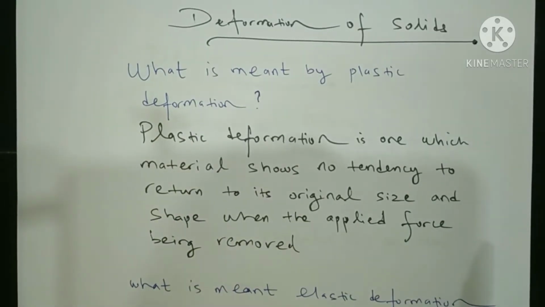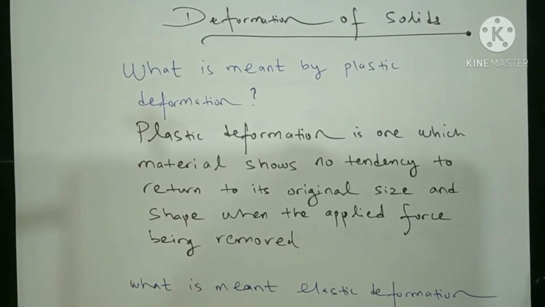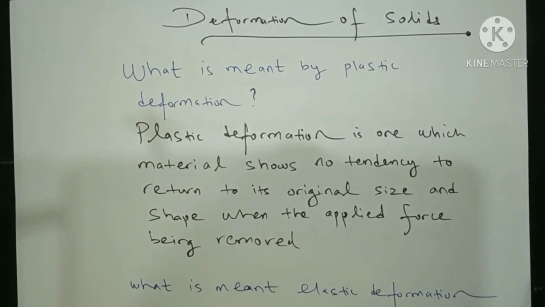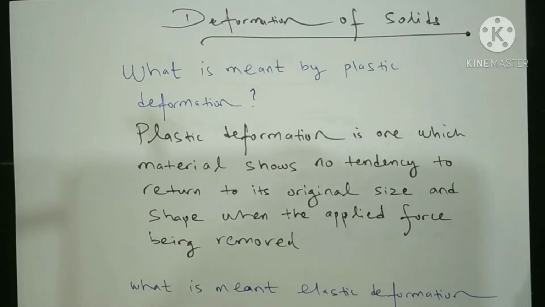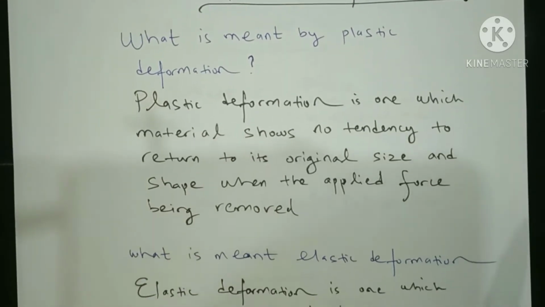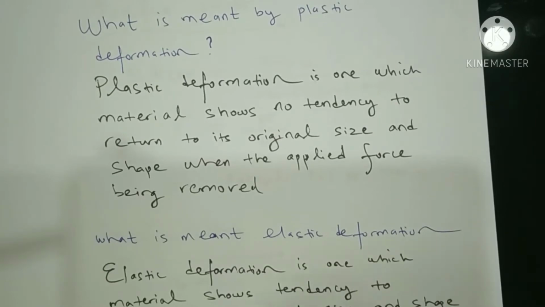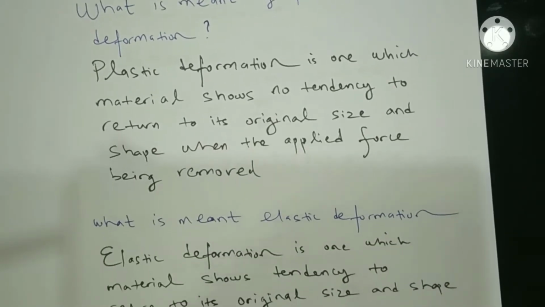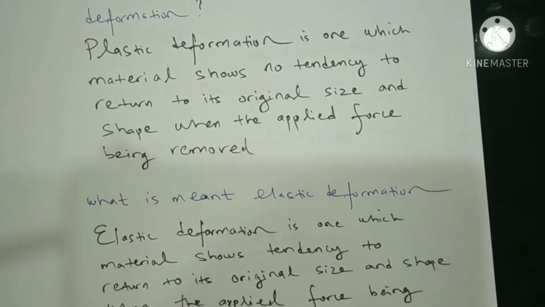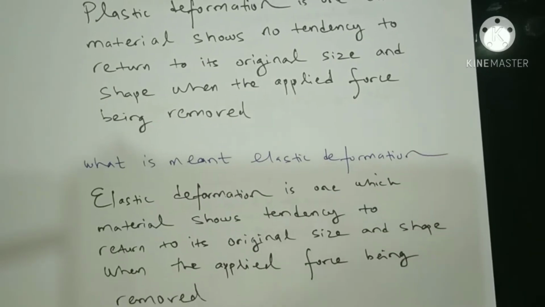Let us see what is meant by plastic deformation. Plastic deformation is one in which the material shows no tendency to return to its original size and shape when the applied force is removed. And how about elastic deformation? Elastic deformation is one in which the material shows a tendency to return to its original size and shape when the applied force is removed.